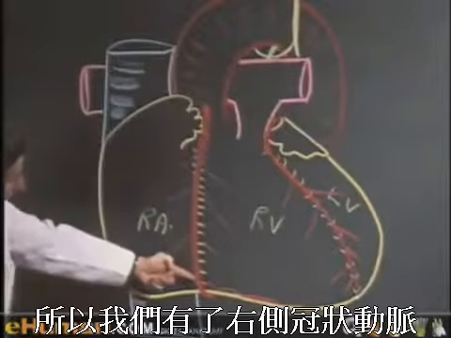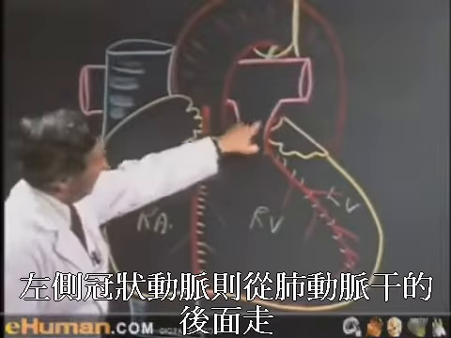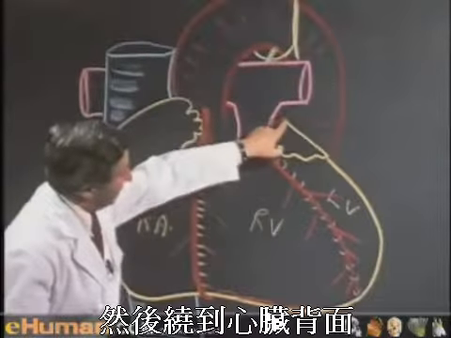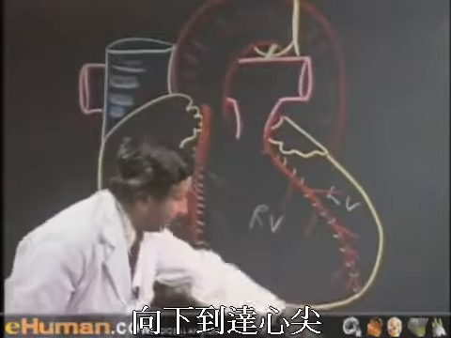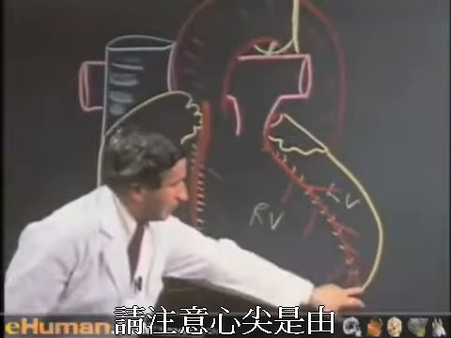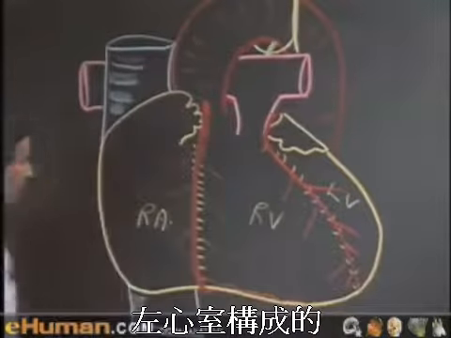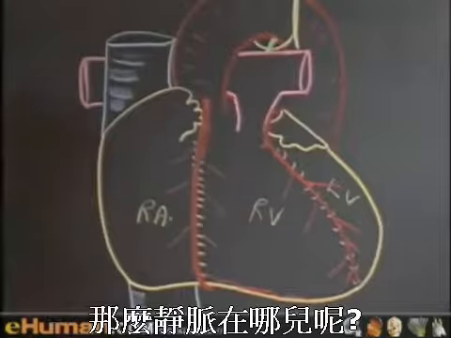So we have the right coronary artery and the left coronary artery, which goes behind the pulmonary trunk and then goes over the back of the heart, with the anterior interventricular branch coming round to the apex of the heart. Please note that the apex of the heart is formed by the left ventricle. Now, where are the veins?